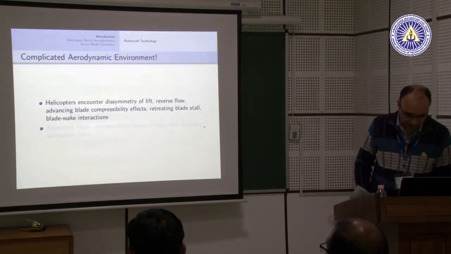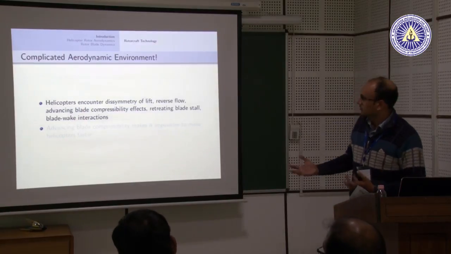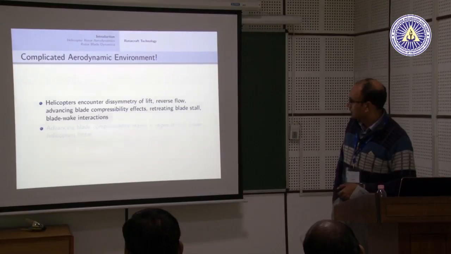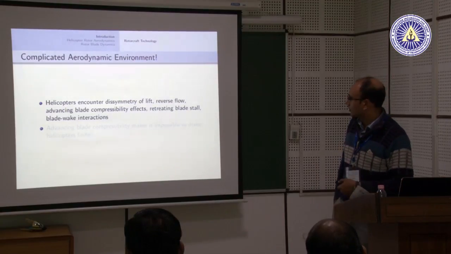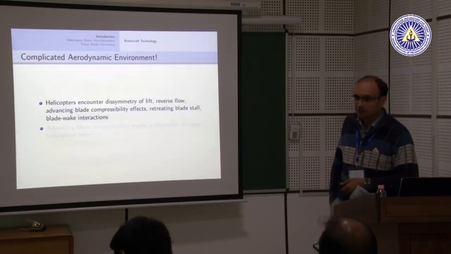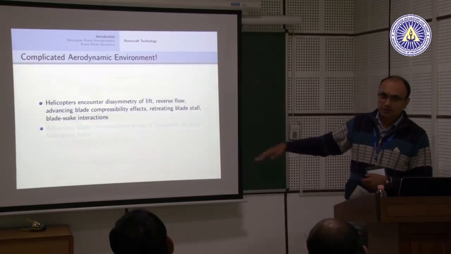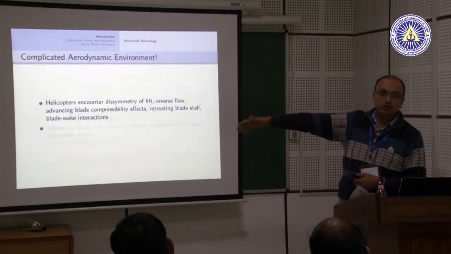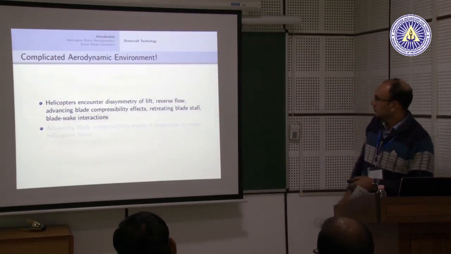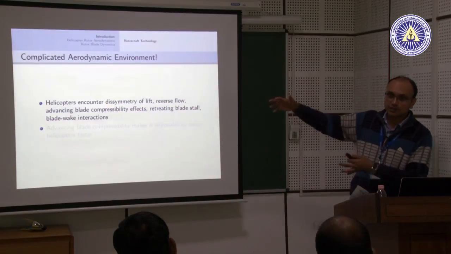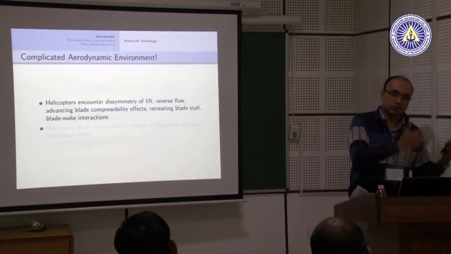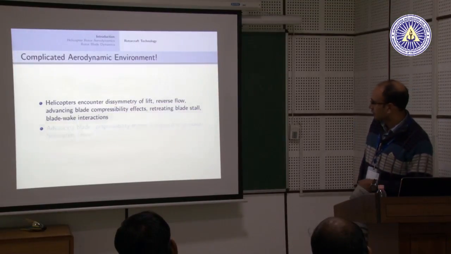We already have enough introduction about how the aerodynamics is fairly complicated. Beyond what you saw in the videos, there is also something called dissymmetry of lift. When my helicopter is going forward, one part of the blade is moving into the wind, the other part is moving out of the wind. As a consequence, one side will experience higher velocity, so higher lift, and the other side will see lower velocity, so lower lift. This is called dissymmetry of lift.